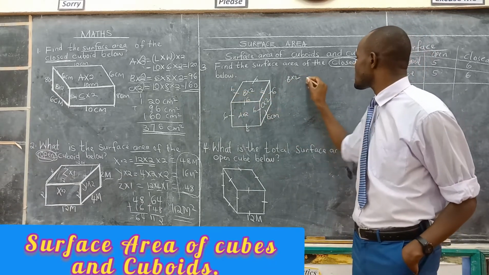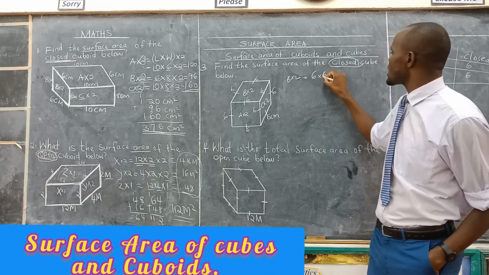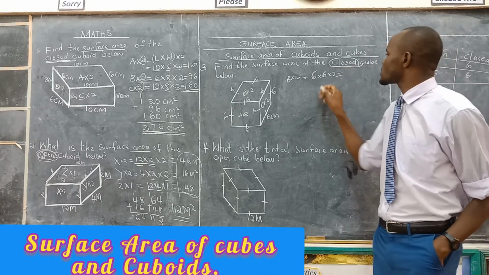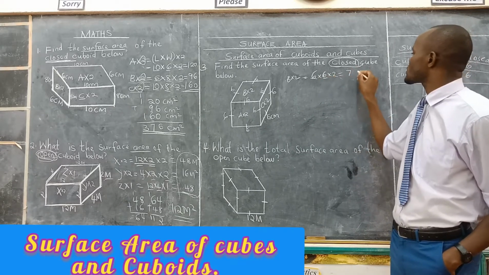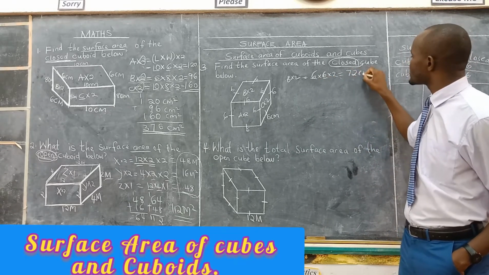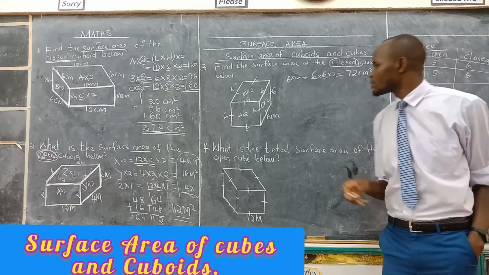So it is just 6 times 6. 6 times 6 times 2, because they are 2. 6 times 6, you get 72. That is 6 times 6 is 36 times 2, you get 72 centimeters squared.